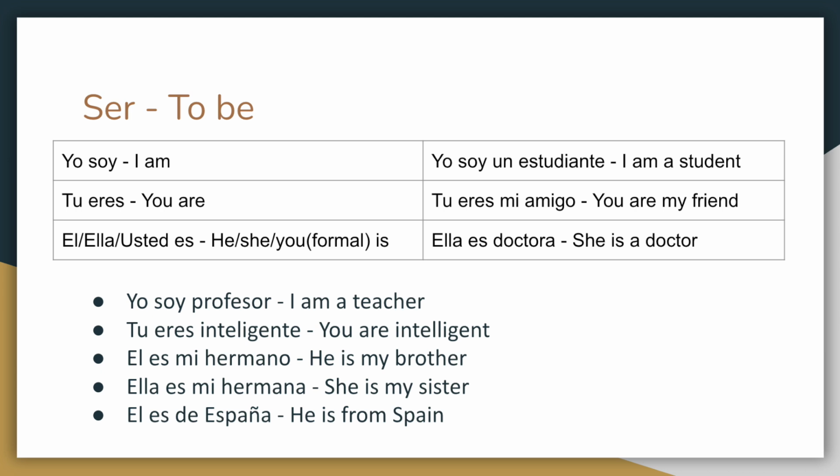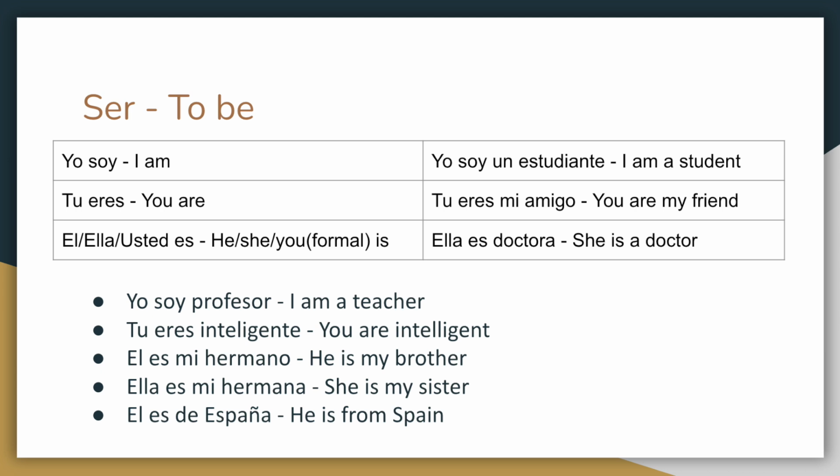Tú eres inteligente, you are intelligent. So basically, soy means am, eres means are, and es means is. You always have to remember those. You have to remember the conjugation, yo soy, tú eres, él, ella, usted, es. But you also have to remember that soy means am, eres means are, and es means is.